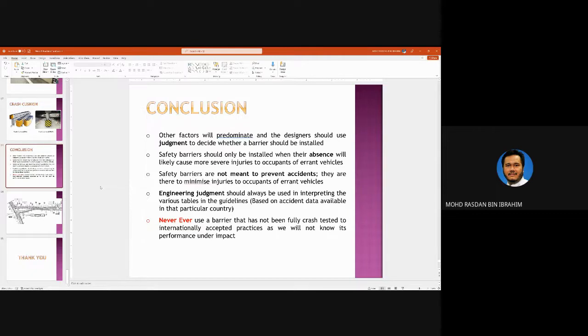Engineering judgment should always be used in interpreting various tables, and never ever use a barrier that has not been fully crash tested to internationally accepted practices, as we will not know its performance under impact.